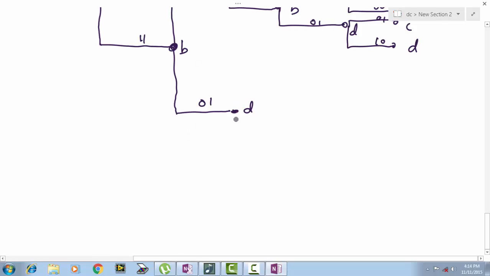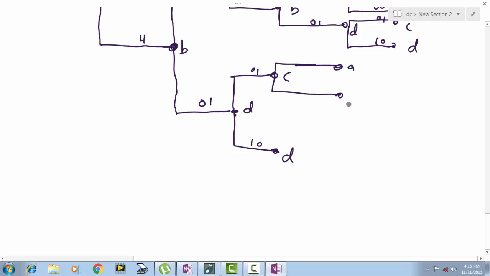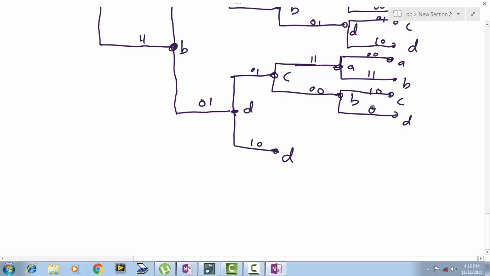Yeah, when we are in D, we will be in C and D, which is 0 1 and 1 0. When we are in C, we will be in A and B, which is 1 1 and 0 0. When we are in A, it will be A and B, which is 0 0 and 1 1. When we are in B, we will be moving to C and D, which is 1 0 and 0 1.